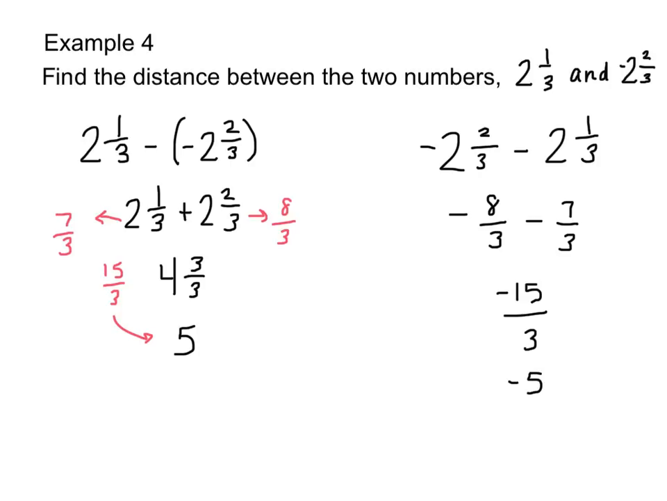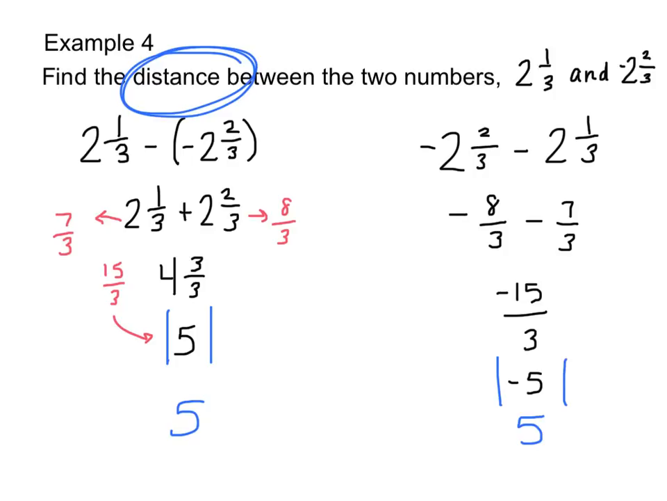Now wait a minute, I get the same answer. What do we forget? Because we are representing distance, can the distance of something ever be negative? No. Distance is always represented by absolute value. So if you take the absolute value, your answer on both of these will give you 5. Therefore, the distance, no matter which way you do it, between those two numbers would be 5.